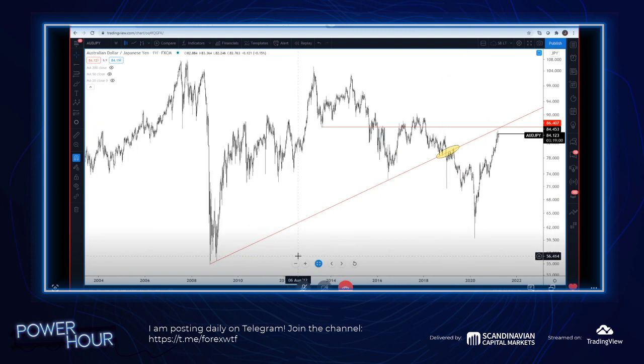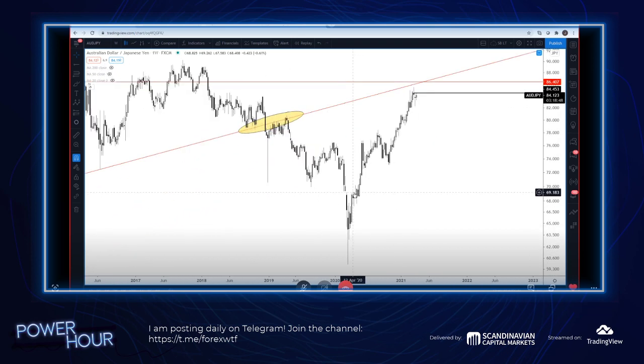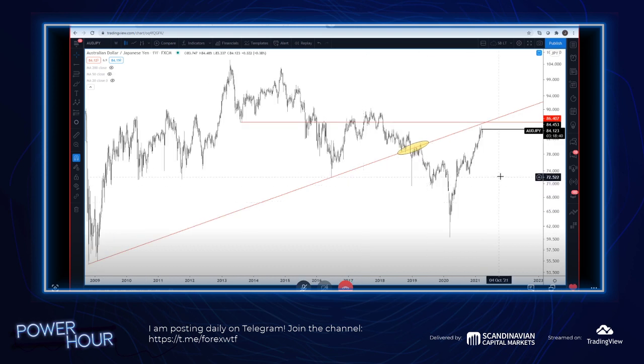Here is pound yen, Aussie yen, right? Underside of the trend line here, October 08, 2016. You can see all the pretty inflection points, pivots back here, 2018, 2019. And that is going to be about 86.40. So again, this one's a little higher as well if we get there.